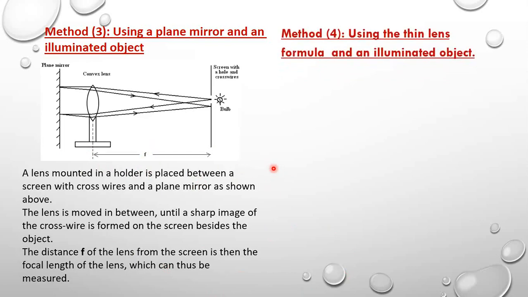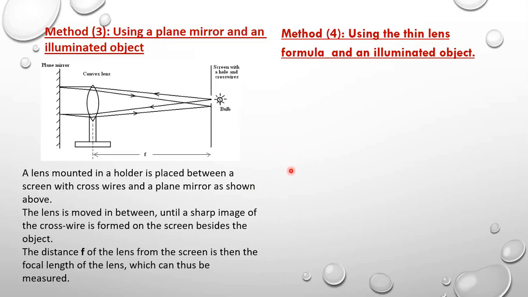Let's look at method 4, that is using a thin lens, or what we call the thin lens formula, and an illuminated object. So in this method, we shall need an illuminated object. That means that we shall get our cross wires illuminated with a bulb, just like in this case.